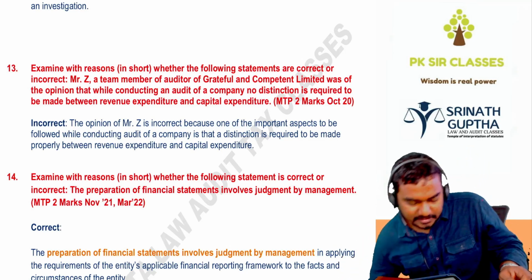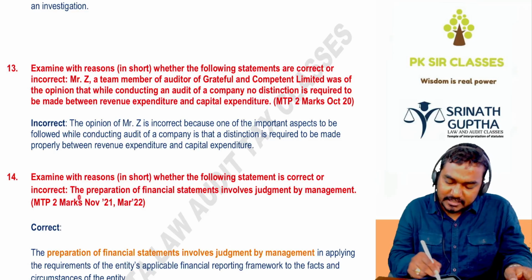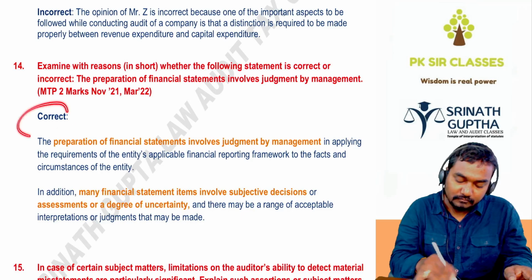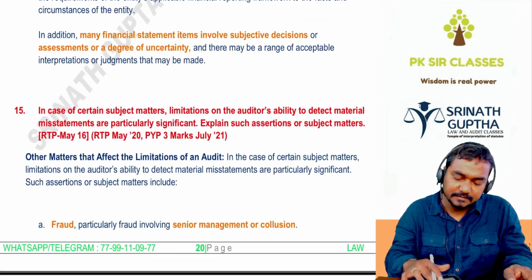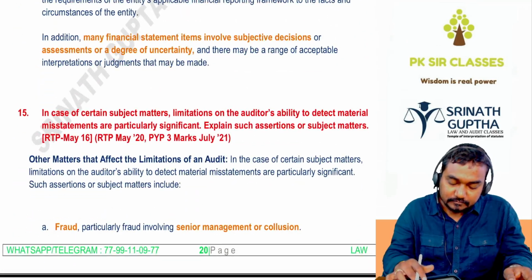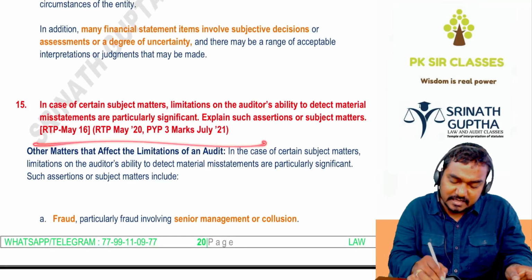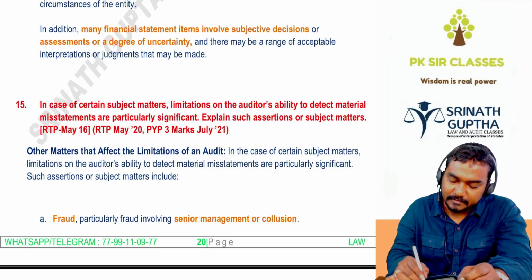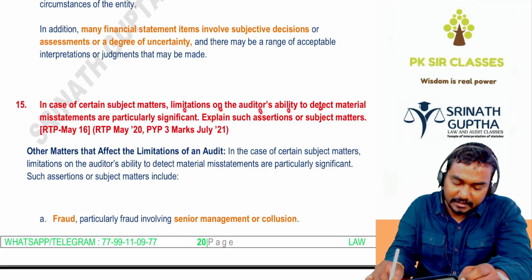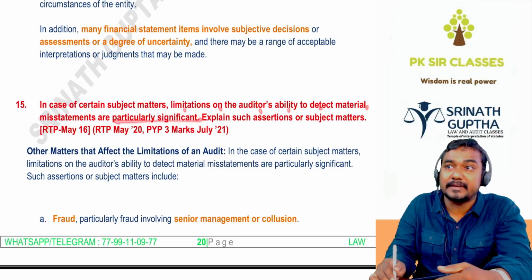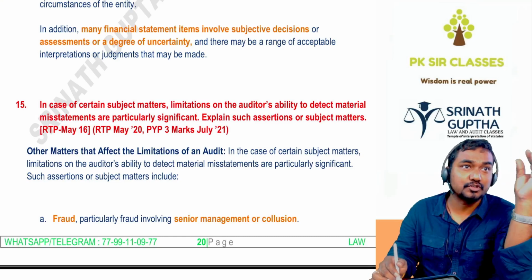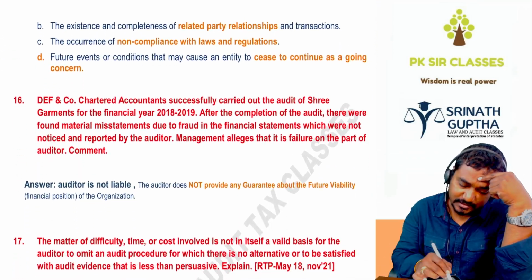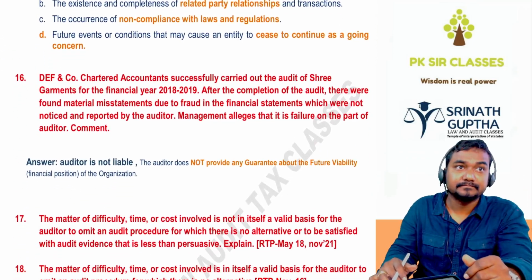Next question, beta. Examine the following with reasons. The preparation of the financial statements involves judgments by management. Yes or no? Yes, this is the answer. How many times has this question come? Every question has come 1, 2, 3 times. In case of certain subject matters, limitations on the auditor's ability to detect material misstatements are significant. Give me some examples. We discussed already, the 5th question above. Yes or no? Repeat it again. This question, DEF and Co., not discussed, I think.